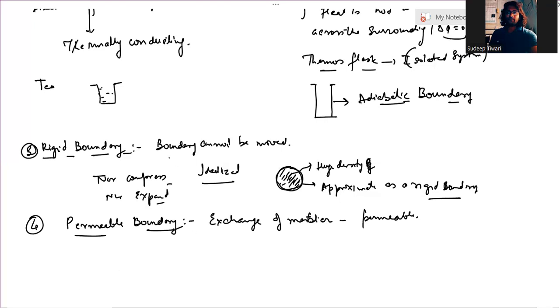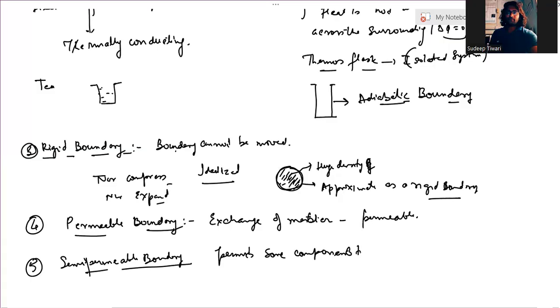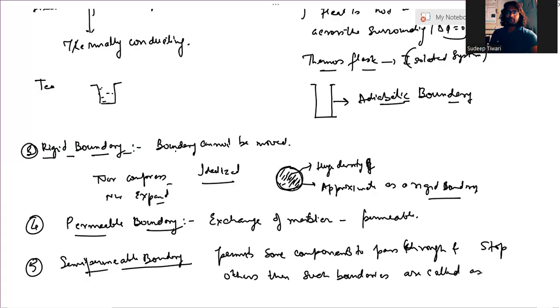Okay, and then there are some other boundaries which are semi-permeable. So basically, if we design a boundary that only allows a certain kind of matter and does not allow another kind of matter, so basically, if we design a boundary which permits some components to pass through and stops others, then such boundaries are called semi-permeable boundaries.